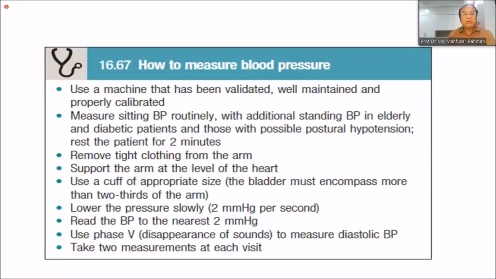We should remove tight clothing from the arm. We should support the arm at the level of the heart, and we should use a cuff of appropriate size. We should lower the pressure slowly, that is uniformly, during deflation. And we should read the blood pressure to the nearest 2 millimeter of mercury. Phase 5 of Korotkoff sound, that is the disappearance of sound, is the measurement of diastolic blood pressure. And we should take 2 readings. These are the prerequisites before measuring the blood pressure.